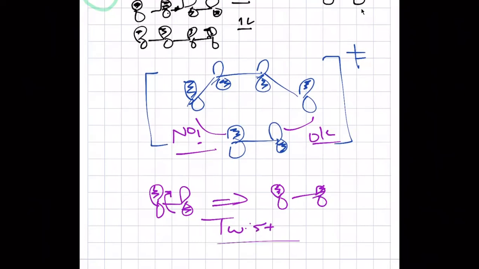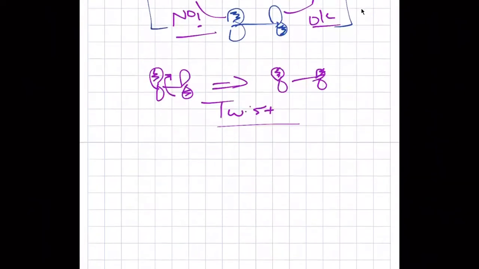So what we can conclude from that, based on molecular orbital theory and the HOMO-LUMO interactions, is this: if you do a 4+2 cycloaddition, it's allowed under thermal conditions.